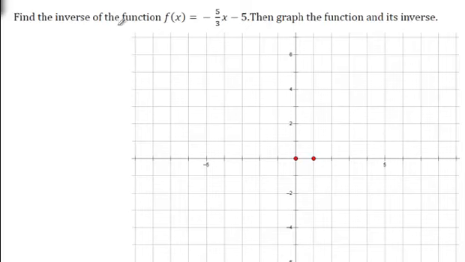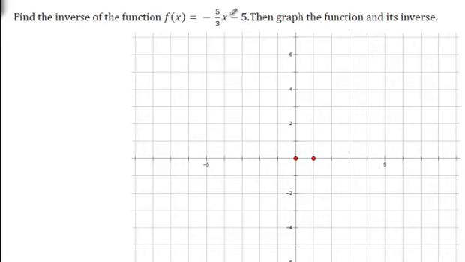Now, find the inverse of the function f of x equal to minus 5 over 3x minus 5. Then graph the function and its inverse. So here you have to take care. We have to find the inverse and we have to graph the two graphs, the function and its inverse.